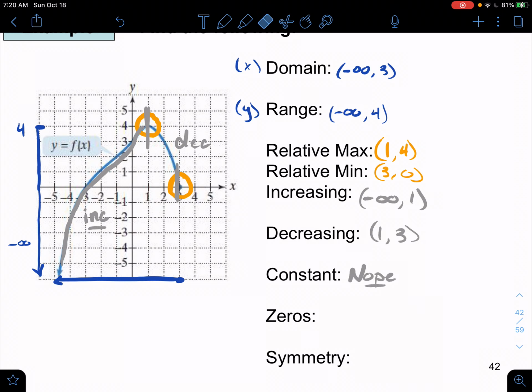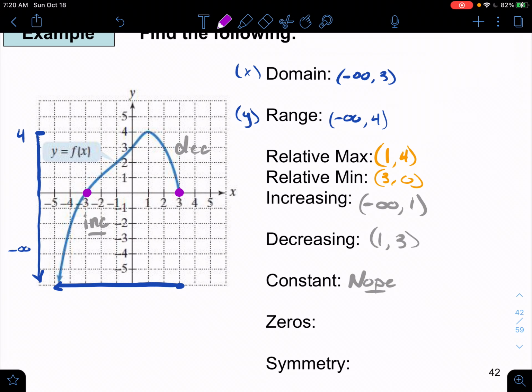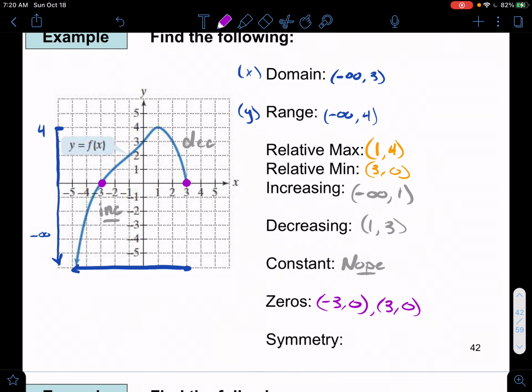One piece we haven't talked about yet is the zeros. Zeros happen anytime your function crosses the x-axis. So we can see that happen right here and right here. When you have those zeros, we write those as points. So we'll say this is negative 3, 0 and 3, 0. You have 2 zeros where it crossed. And last but not least, we need to talk about your symmetry. This one is not symmetrical about the y-axis, so it can't fold across there. That won't work. And it also does not have rotational symmetry, so we will say that this has none.